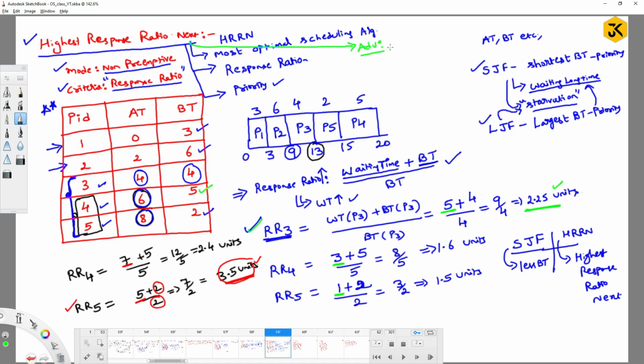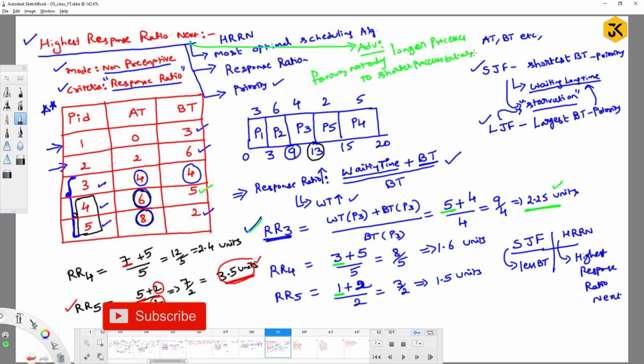So that is the reason we can say the advantage of this particular algorithm is that it favors the longer process. In other words, it favors not only the shorter process but also the longer process. Am I right or not? Yes. That is the advantage of the HRRN algorithm. Hope you understood this video clearly.